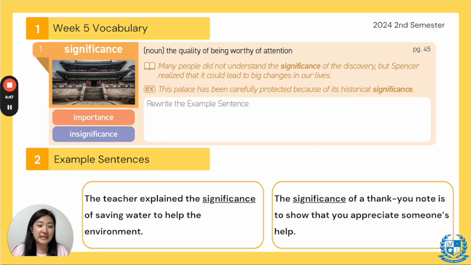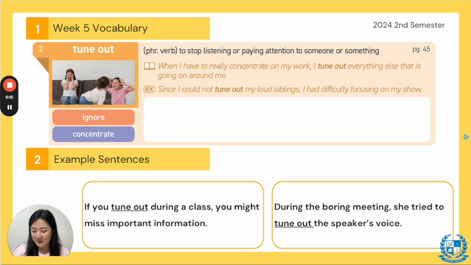Next, it says, the significance of a thank you note is to show that you appreciate someone's help. So, I also got so many thank you notes, thank you for you guys, where there is a note and it says thank you, and it just feels so nice because it feels like these videos are of significance, that they are important and they are helping you. So thank you. Number 2, everyone say tune out.